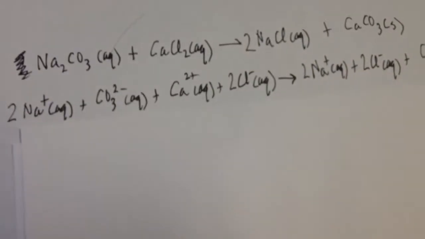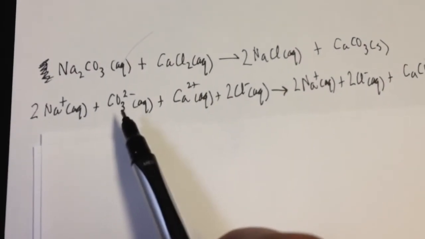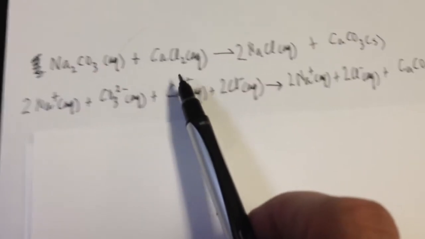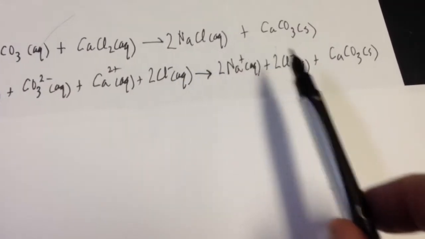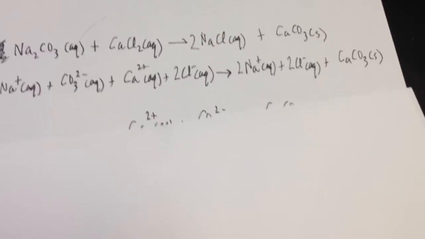So we can write the ionic equation. 2 sodiums and my carbonate are dissociated from each other. A calcium and 2 chlorides are dissociated from one another, and I form 2 sodiums and 2 chlorides dissociated from one another, and a calcium carbonate that sticks together. It's insoluble. So let's cross off our spectators again.